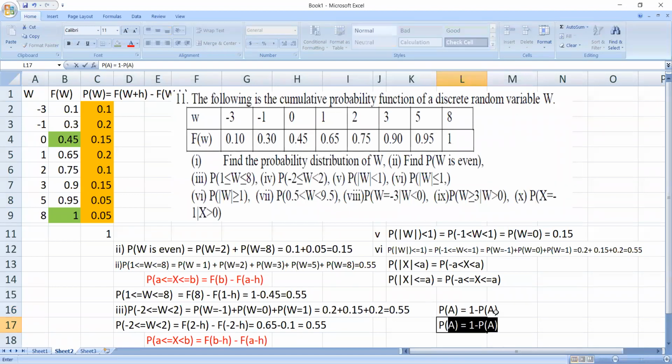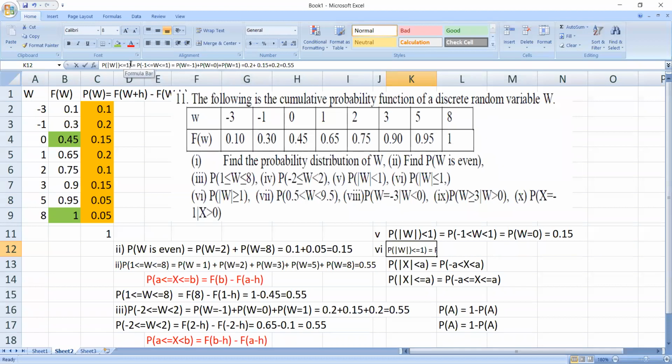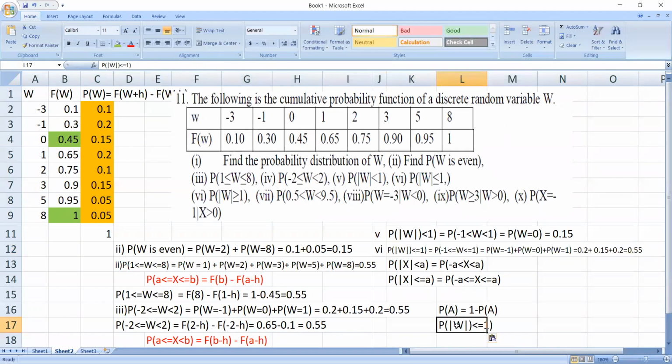So P of mod W greater than or equal to 1 will be 1 minus P of mod W less than 1. Under this condition, we already have less than 1 as 0.15. So your answer should come to 0.85.